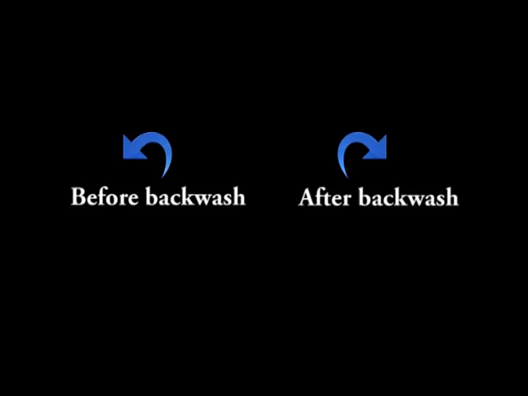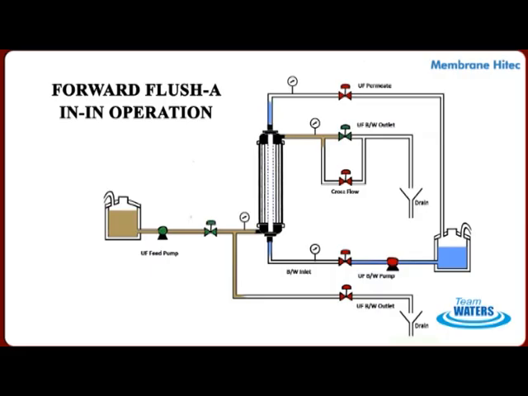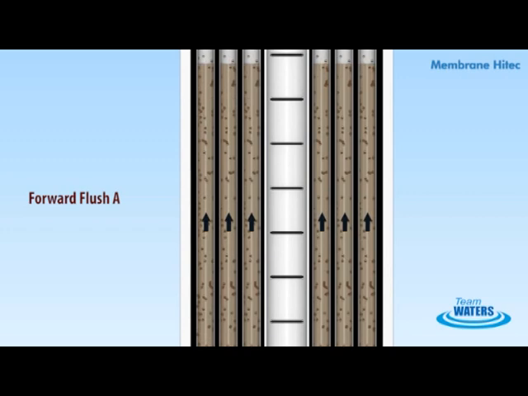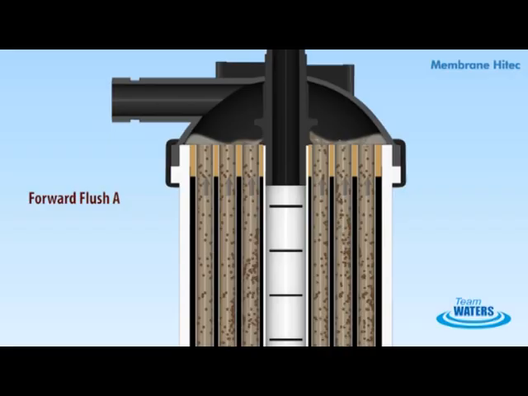Forward flush A is an end-to-end operation wherein the flush water enters and leaves through the fiber capillary. The particles deposited inside the fiber will be flushed out during this operation. This will remove barrier in the fiber for better backwash flow through the pores.